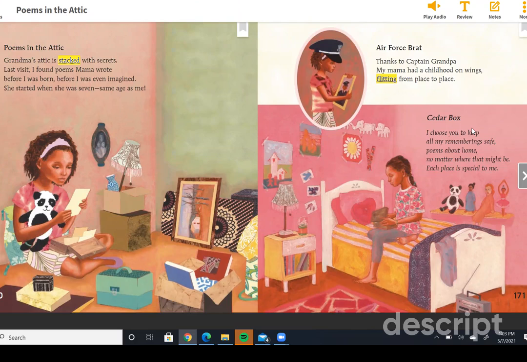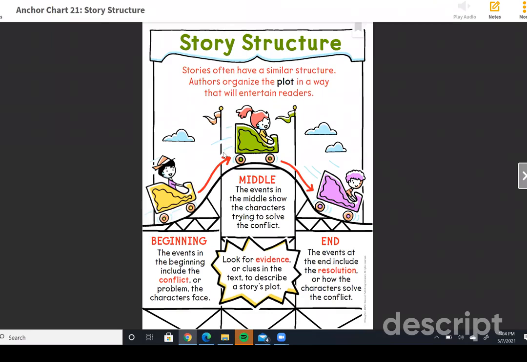And so it sounds like maybe she is wanting to find some connection to her mom. Maybe she's missing her mom because quite possibly her mom also is in the military. And so she's really struggling with that. And so here, this may be the problem that we're being introduced to at the beginning of the story. And remember, we know that authors do this. They often introduce the conflict or the problem that characters face.